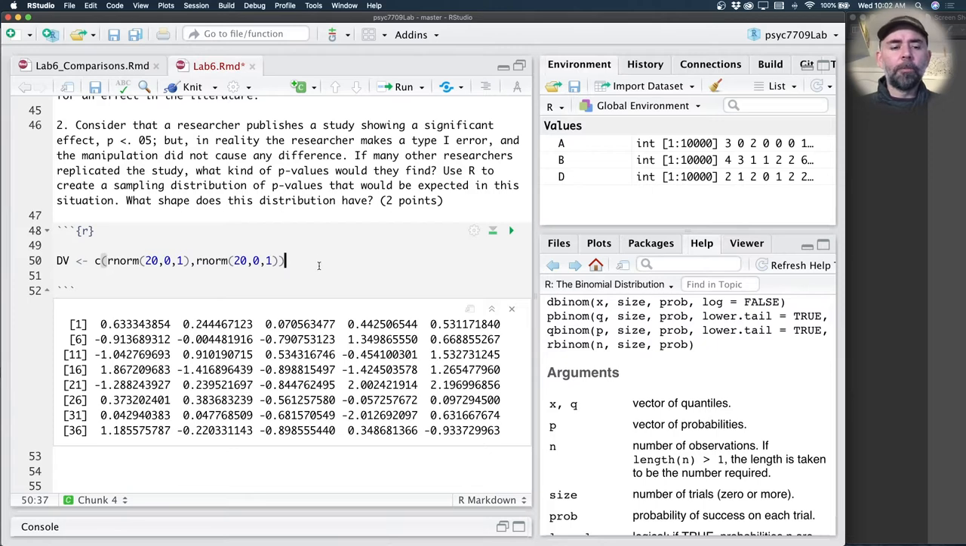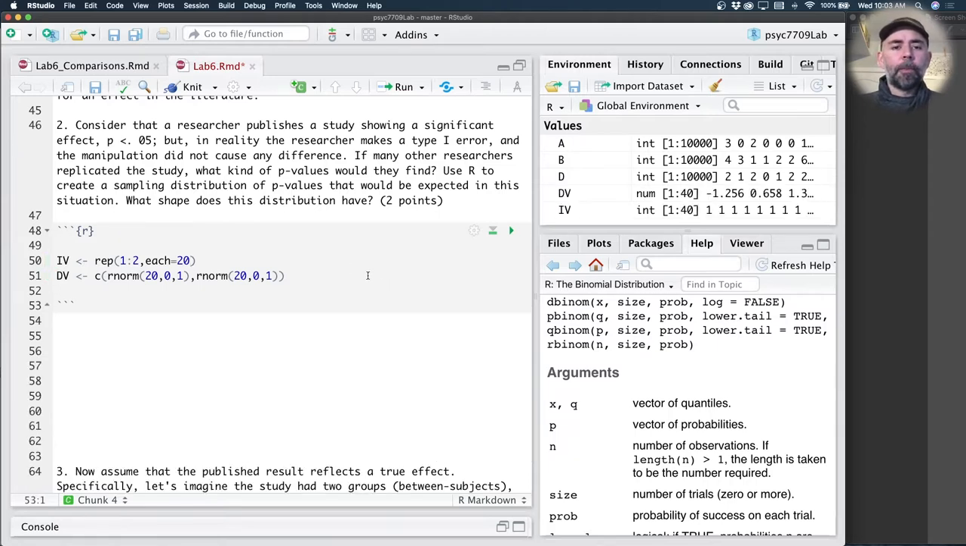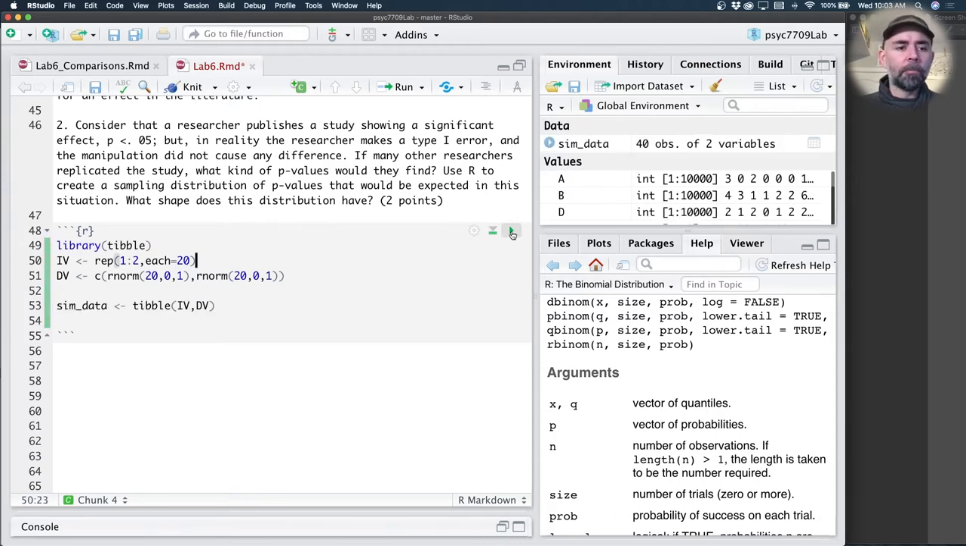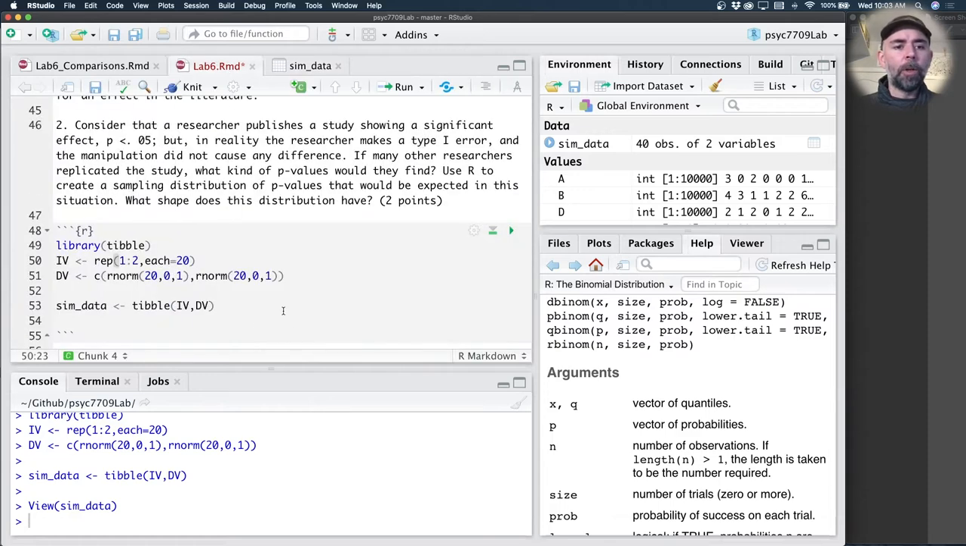Okay, I'm going to put these into a dependent variable. I need an independent variable, and I want there to be two groups. So I want each group to have 20 values. And we could put all of this into a tibble, I guess. All right, let's see if that works. Look at my simulated data. Yeah, that'll do. And what I want to do now is run a little t-test on this data.